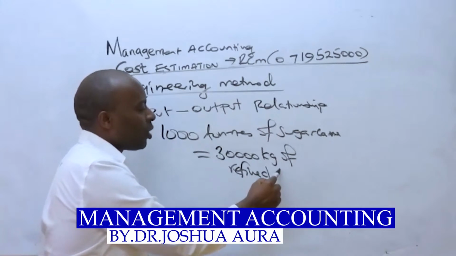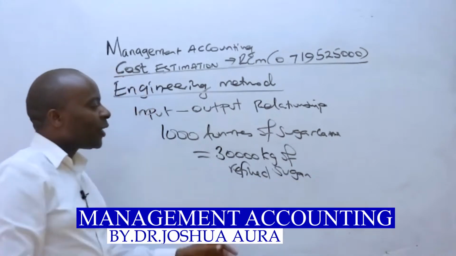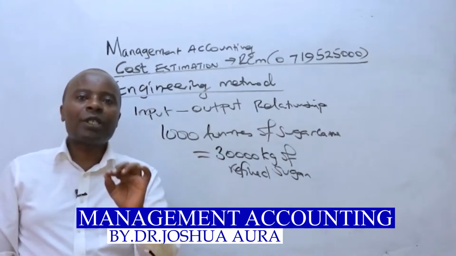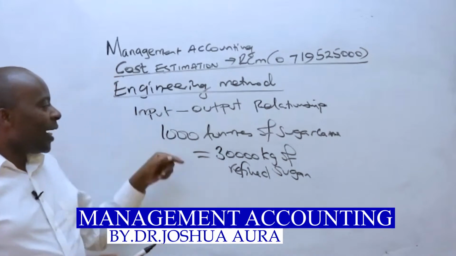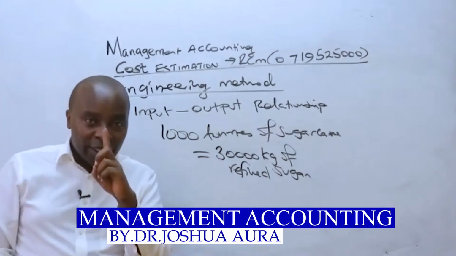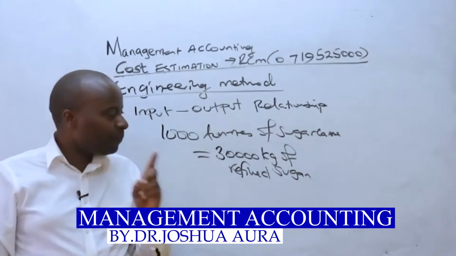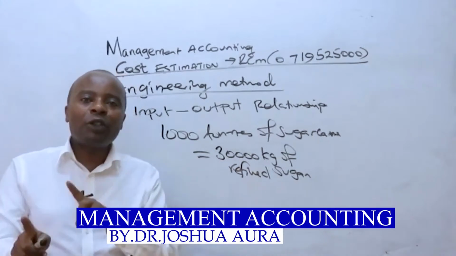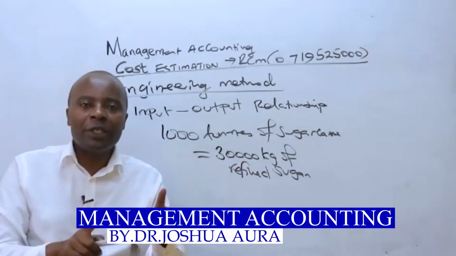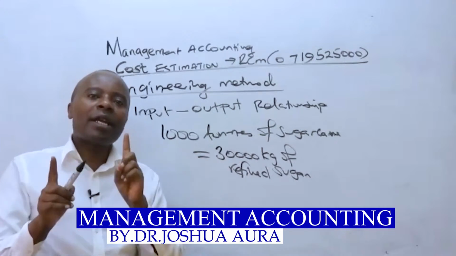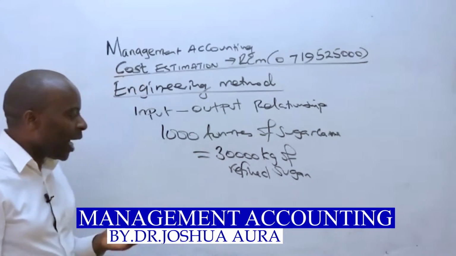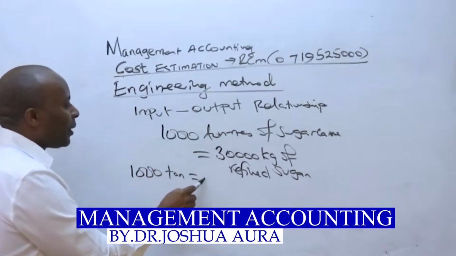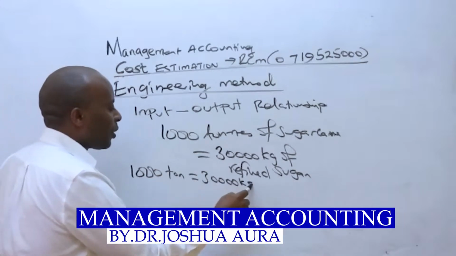30,000 kilograms of refined what here? Sugar. Ladies and gentlemen, this is quite a clearly observable input-output relationship: if we put in 1,000 tons of sugarcane, then we shall produce 30,000 kilograms of refined sugar. Given this input-output relationship that we've been able to establish, now we can easily make future cost predictions, ladies and gentlemen. How? I will know that if I put in 1,000 tons, I'm getting 30,000 kgs.